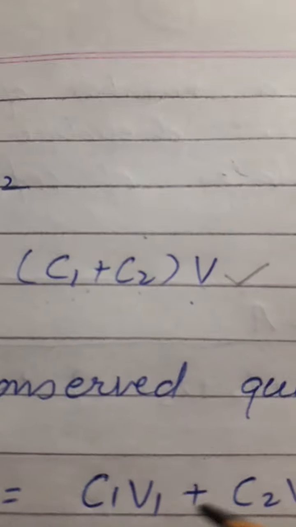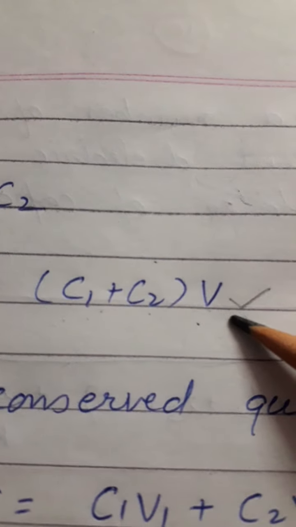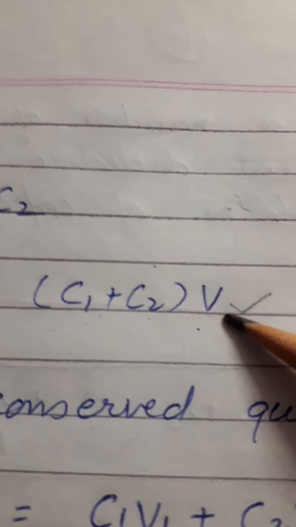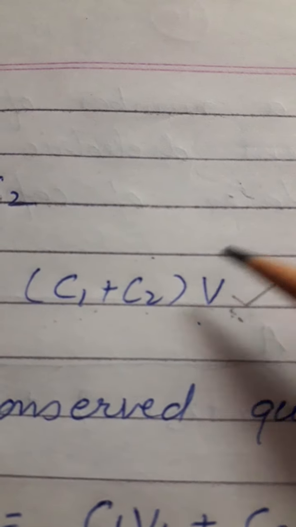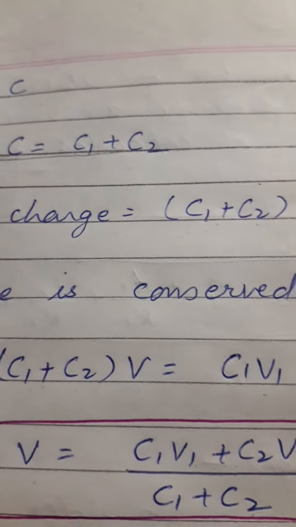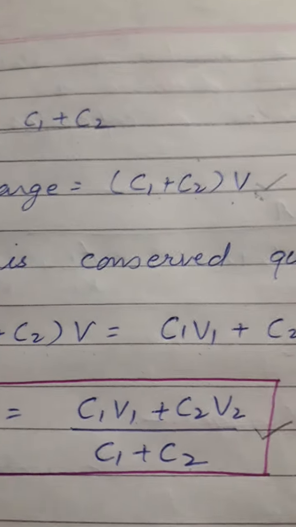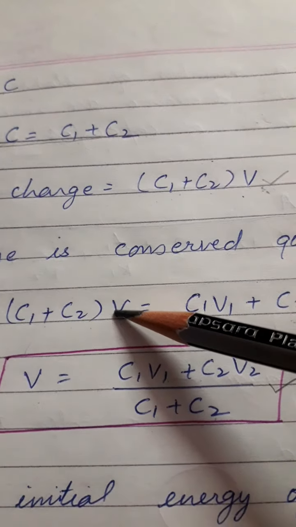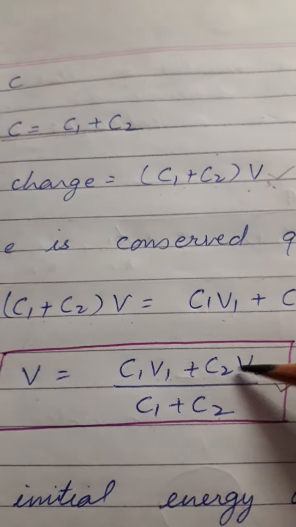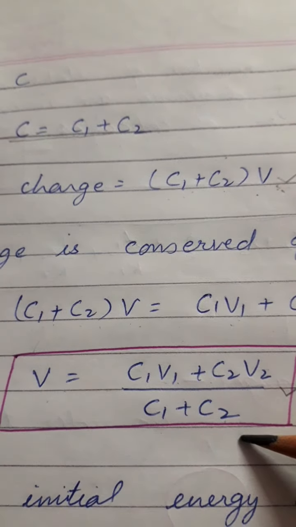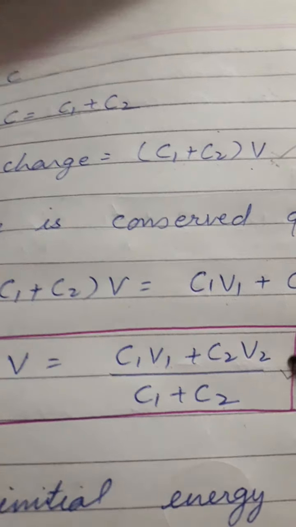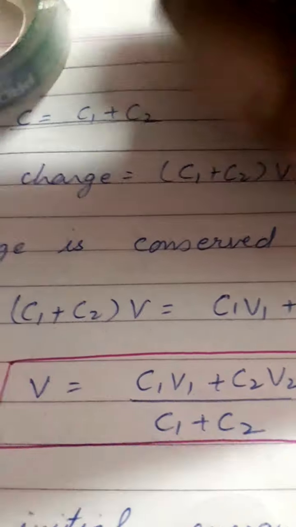Now as we know, the charge is a conserved quantity. So if charge is conserved, that means after transfer of charge and before transfer of charge, the total charge will remain constant. So this means C1 plus C2 into V will be equal to C1 V1 plus C2 V2, and from here we will get V will be equal to C1 V1 plus C2 V2 upon C1 plus C2. This will be the value of the common potential.